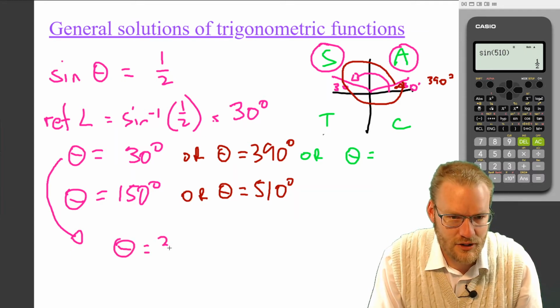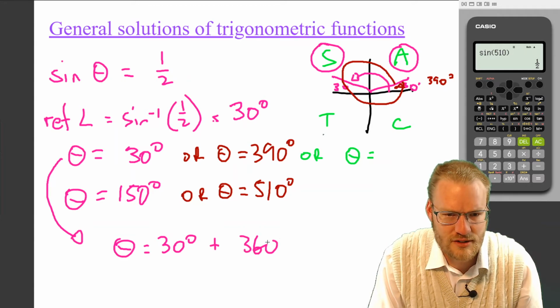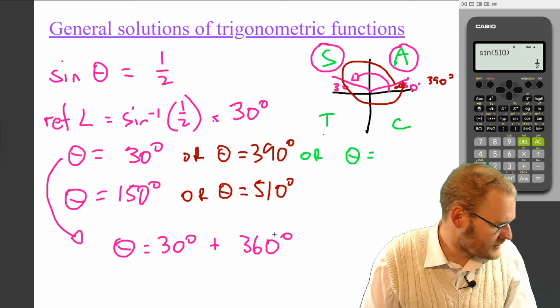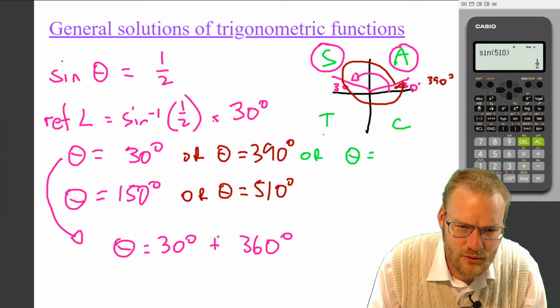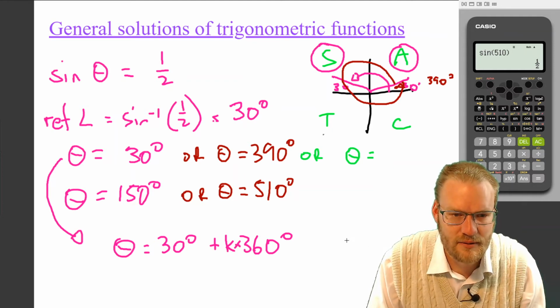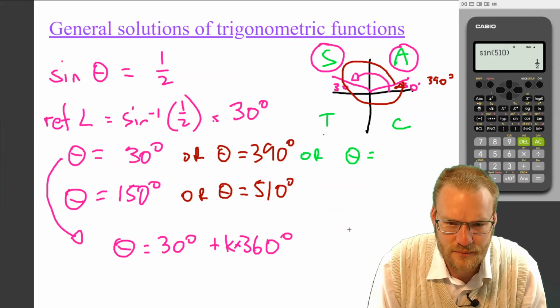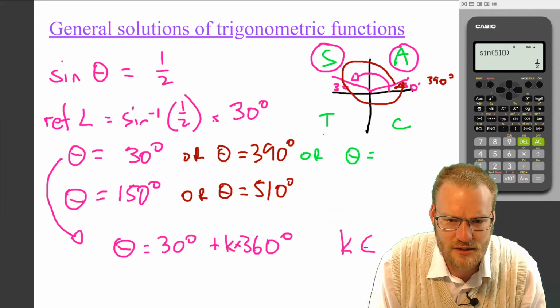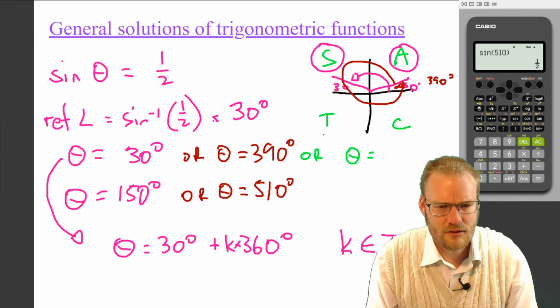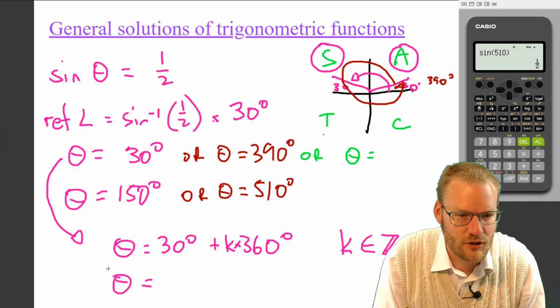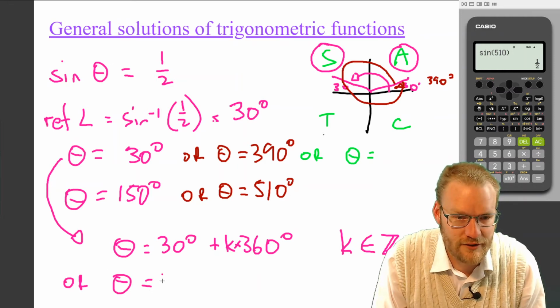Theta equals 30 degrees. Or we can keep adding 360 degrees. And we can keep adding it again and again and again. So in other words, we can multiply this by any number you like. Let's call it k. And it'll keep giving us more solutions. So k is any whole number, right? But wait, what happens if we go the other way? So let's just complete this and say, or theta equals 150.